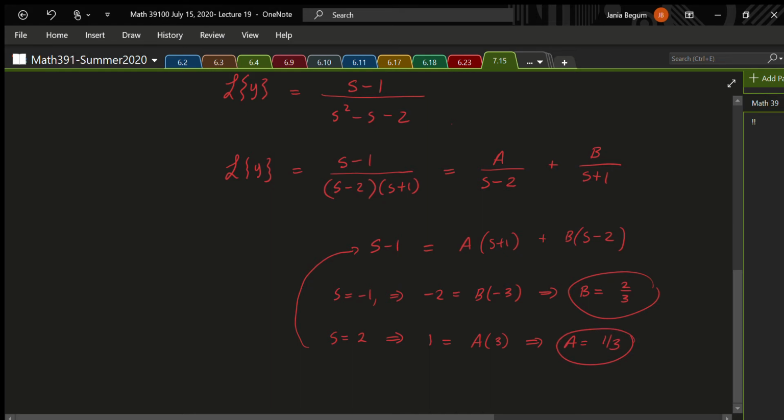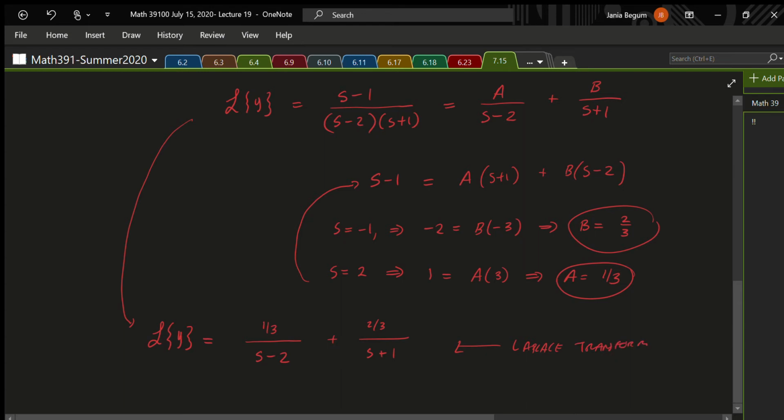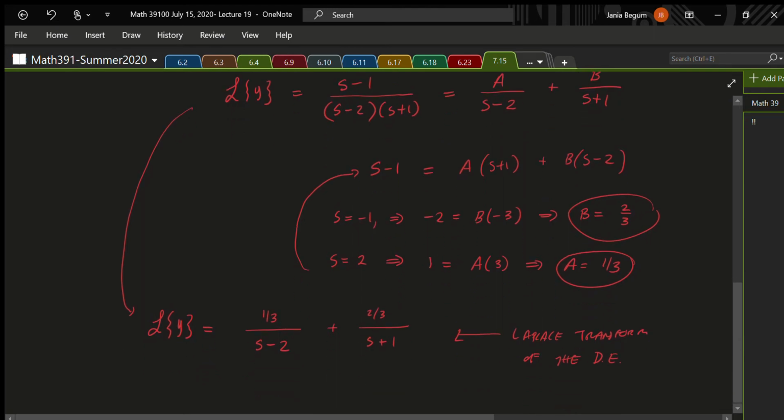So what do we have? We have our Laplace transform of y is equal to A, which is 1/3 over s minus 2, plus B, which is 2/3 over s plus 1. So this is what we call the Laplace transform of the differential equation. Okay, so if the question asked you to find the Laplace transform, you will finish right here. That will be your answer.